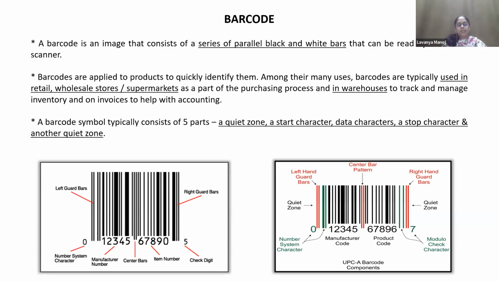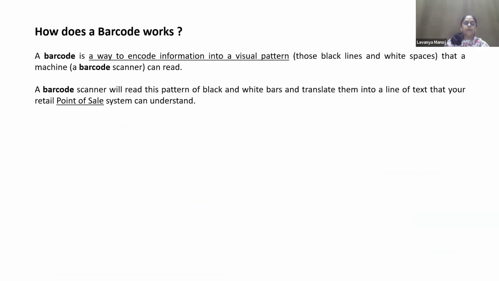So it typically consists of 5 parts: a quiet zone, start character, data characters, a stop character, and another quiet zone. So this is not required. This is just a simple explanation of what a barcode is all about. So here we go. So how does it work?